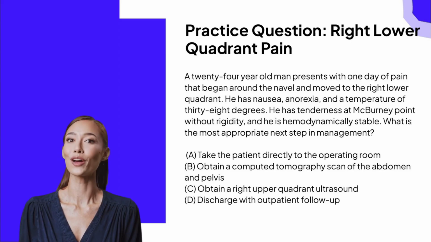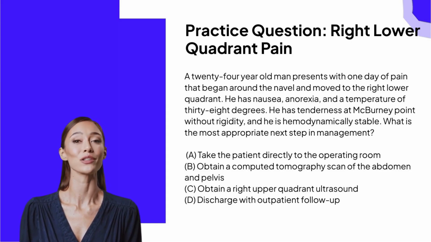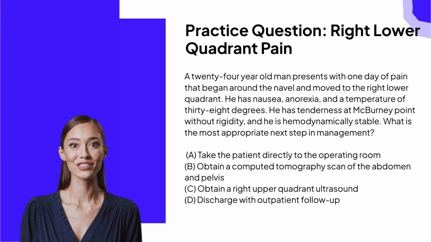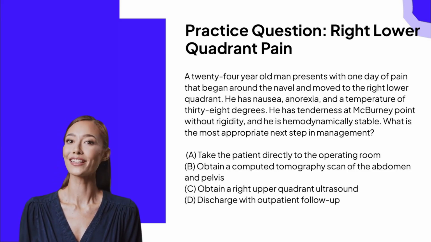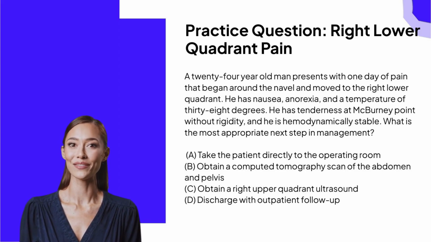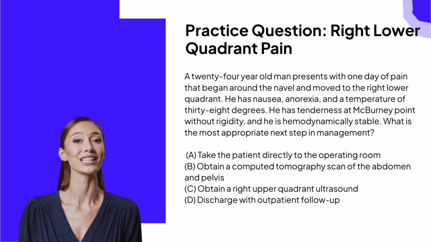Let us work through our first practice question. A 24-year-old man presents with 1 day of pain that began around the navel and moved to the right lower quadrant. He has nausea, anorexia, and a fever. He has tenderness at McBurney point without rigidity, and he is hemodynamically stable. What is the most appropriate next step in management? Take a moment to think about this before we walk through the answer on the next slide.